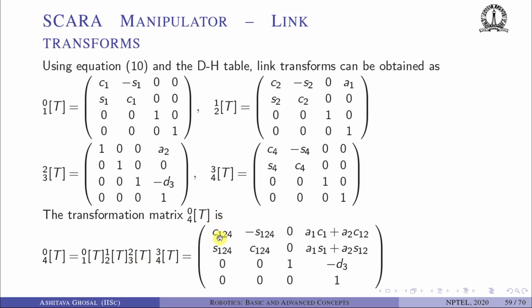and you will end up with a rotation matrix containing theta 1, theta 2, and theta 4. Okay, and then the translation components: the x component will be a1 c1 + a2 c12, the y component is this, and d3 is the z. So z motion is d3. And the orientation is theta 1 plus theta 2 plus theta 4. Third joint is prismatic. It doesn't contain any orientation or rotation.